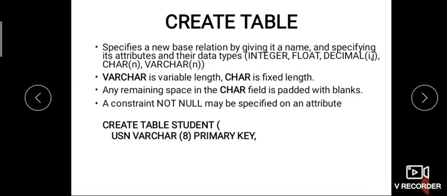USN is a unique value. USN is university seat number, a unique value which is not repeated for any student. Each student is having a unique USN. So that we will make as primary key to uniquely identify each student in the class. Okay.